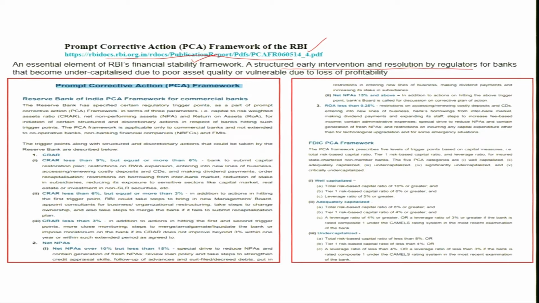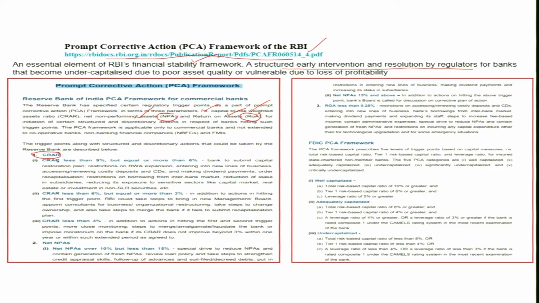Here you can see that mainly there are three parameters. One is the capital to risk weighted assets ratio, the second is non-performing assets, and the third is return on assets. The first one, CRAR, is the capital requirement. The second, non-performing assets, is about the quality of assets, and the ROA, the return on assets, is the profitability parameter.